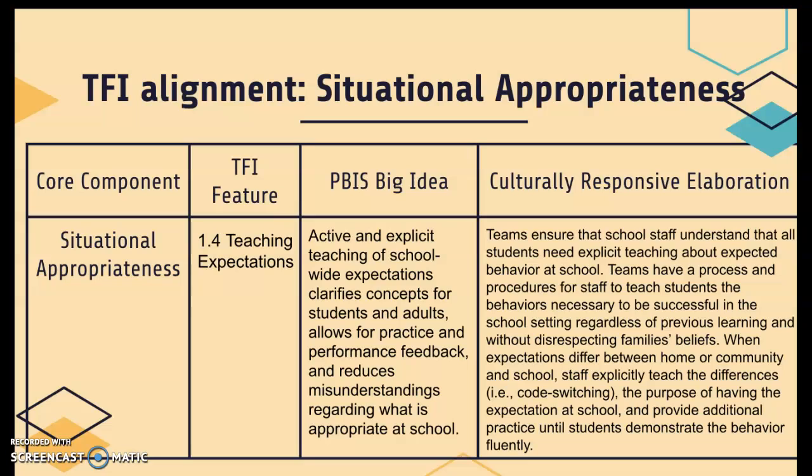The next feature they align to situational appropriateness is 1.4, teaching expectations. So the active and explicit teaching of our school-wide expectations, right? We know what this is. We go around, we ask if our teachers have taught the expectations, if our kids know the expectations. The elaboration explains that teams ensure that school staff understand that all students need this teaching about expected behaviors, and that we have a process and procedures for doing that, right? Regardless of what previous learning and without disrespecting families' beliefs.